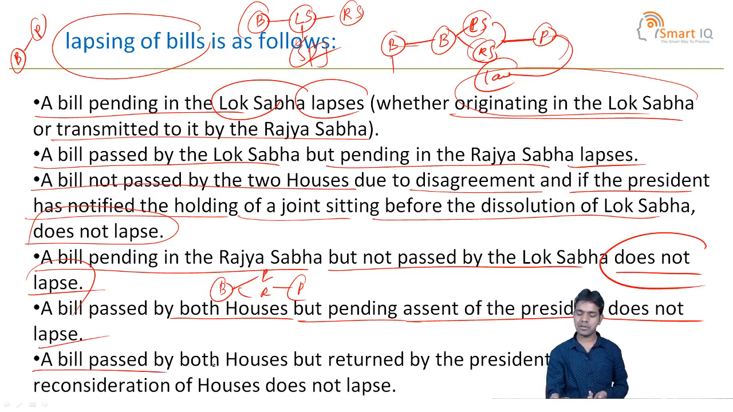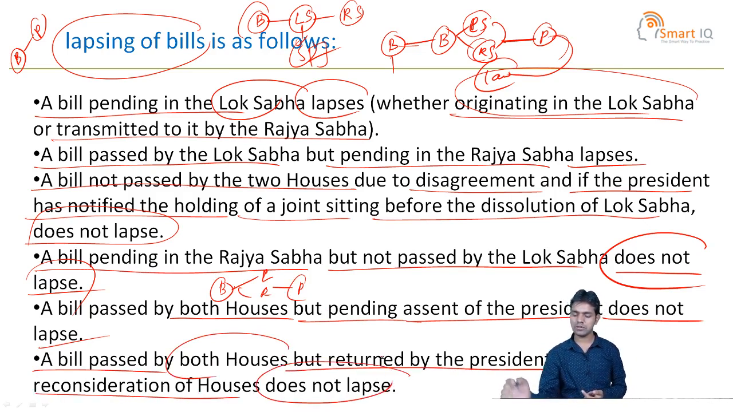And a bill passed by both houses but returned by the President for reconsideration of the houses also does not lapse. Again, the bill is passed by both houses, Lok Sabha and Rajya Sabha, and sent for the President's assent. If the President returns it for reconsideration, that bill does not lapse.